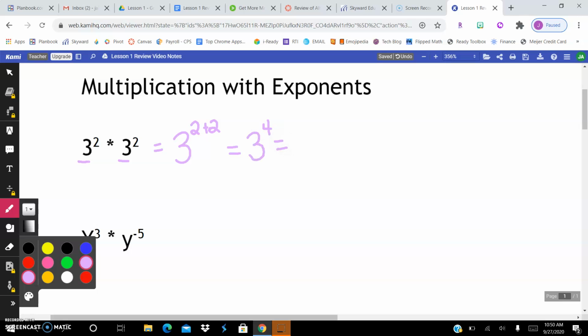We can simplify 3 to the 4th by doing 3 times 3 times 3 times 3. So 3 times 3 would be 9, this 3 times 3 would be 9, and 9 times 9 would be 81.